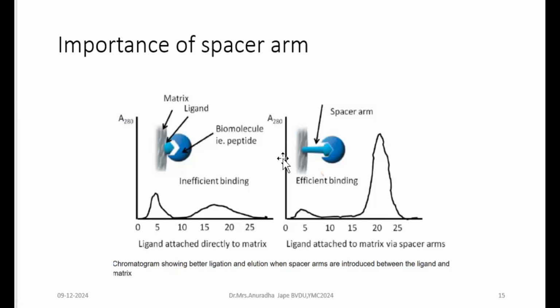Right? So this is going to push the analyte away from the support matrix surface, and so there is no steric hindrance. If there is no steric hindrance, you have efficient binding, and efficient binding will give you good separation of the analyte. Is it clear?